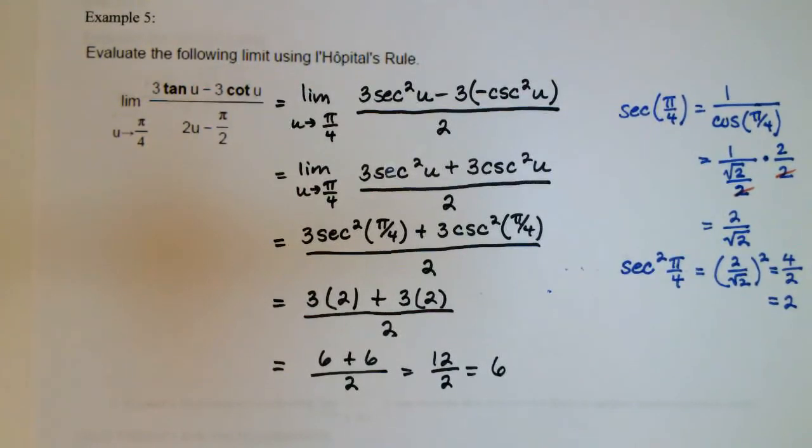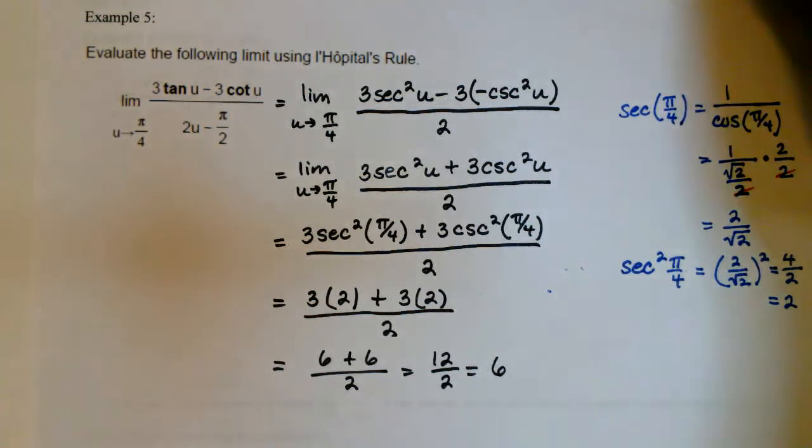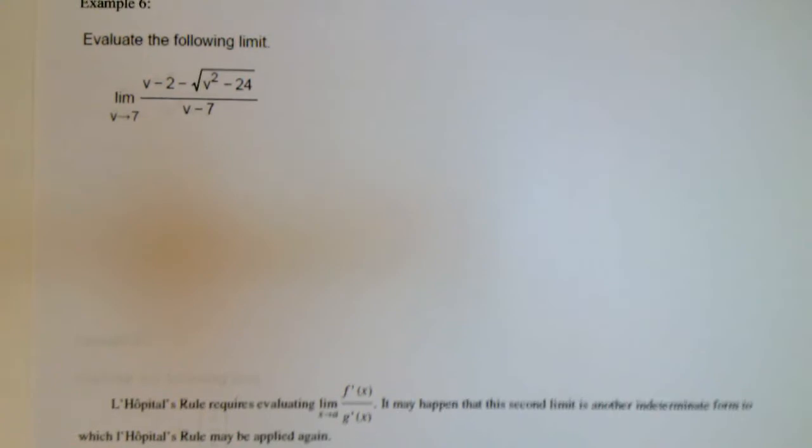So the limit as u approaches pi over 4 of 3 tangent of u minus 3 cotangent of u, divided by 2u minus pi over 2, ends up being 6. Okay. So it all goes back to the knowledge of the values for sine and cosine, and also your derivatives for your 6 trigonometric functions. Okay, so review those.